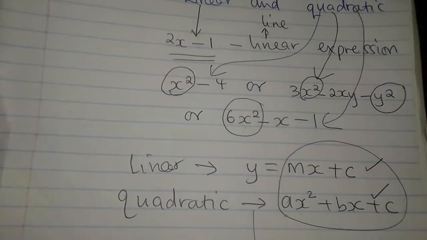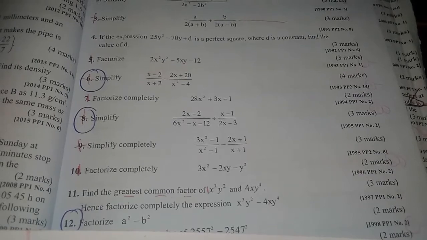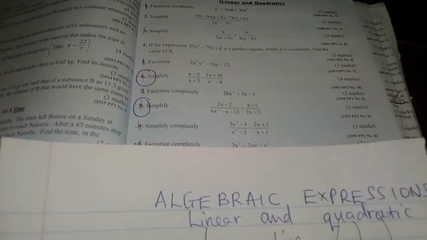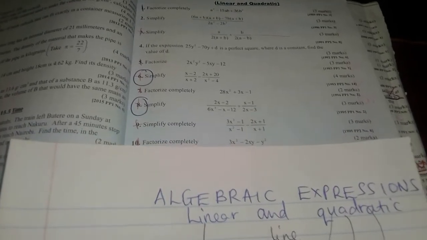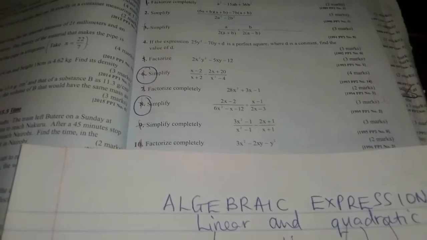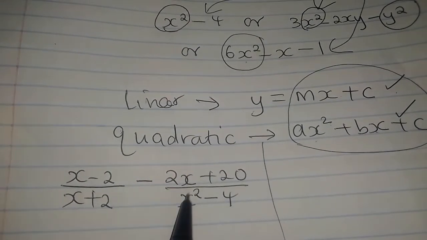So if I get given a question of this type, how do I solve it? For example, I'm going to use question 6. The question reads, simplify x minus 2 over x plus 2 minus 2x plus 20 over x squared minus 4. Now I'll write the question down. The question reads x minus 2 over x plus 2, then minus 2x plus 20, then over x squared minus 4. So this is the question just been written down.